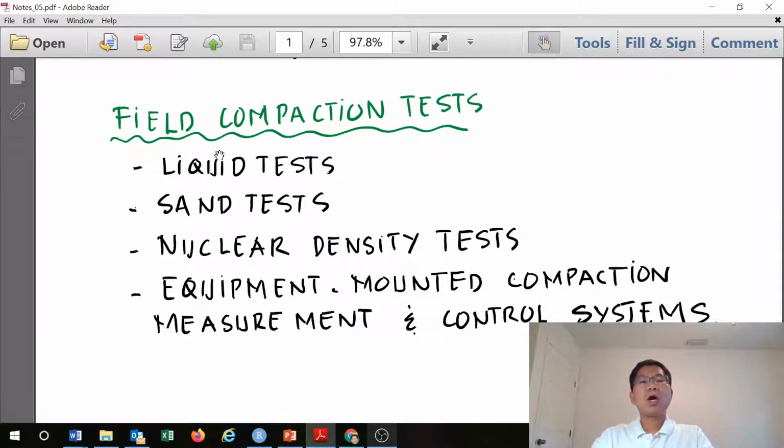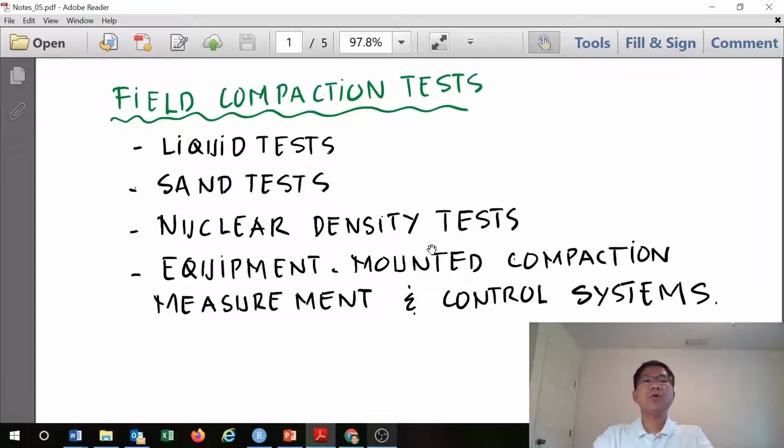And that is one method. The other traditional method is the sand test. Basically, instead of the lubricant, we put sand in the hole that we dig, and then we measure the volume by whatever volume the sand occupies. It takes time for those traditional methods.